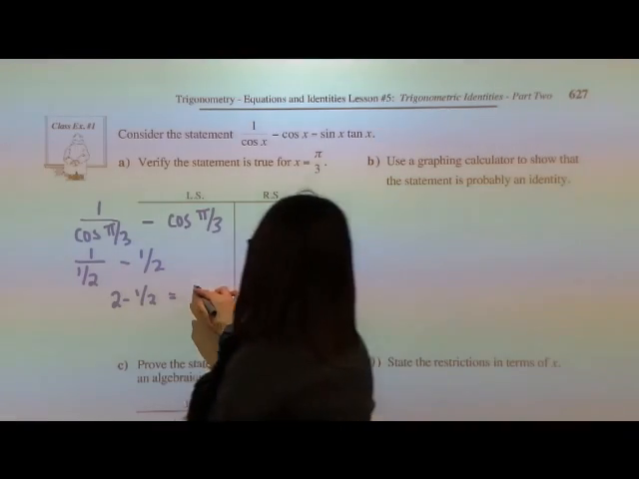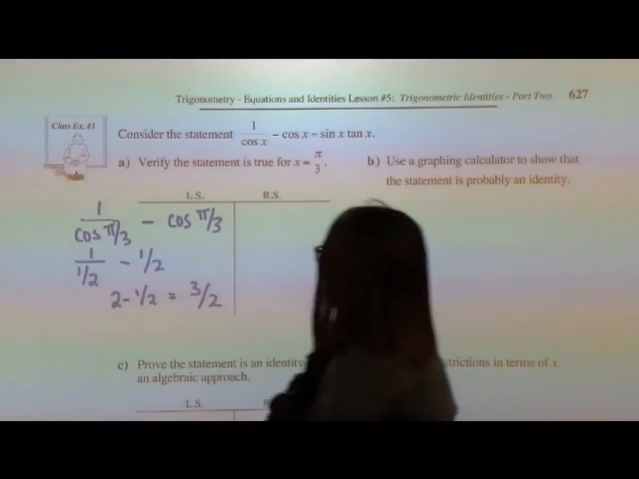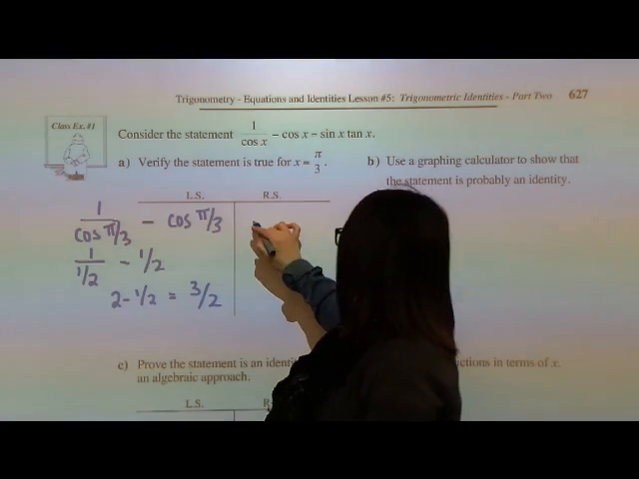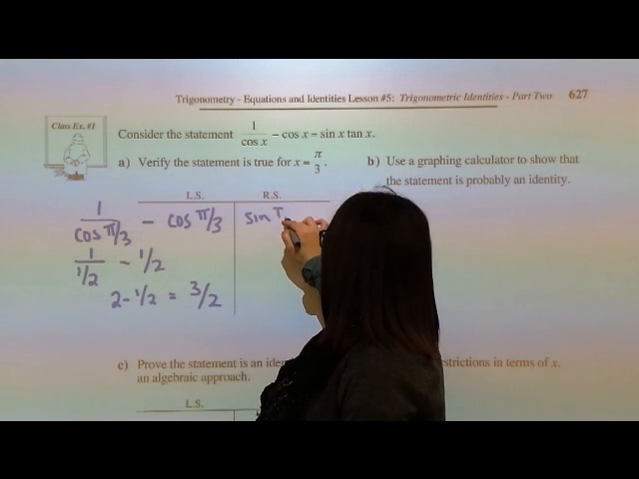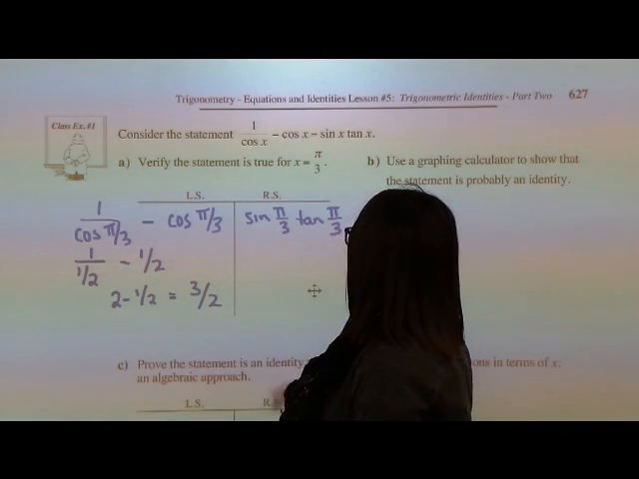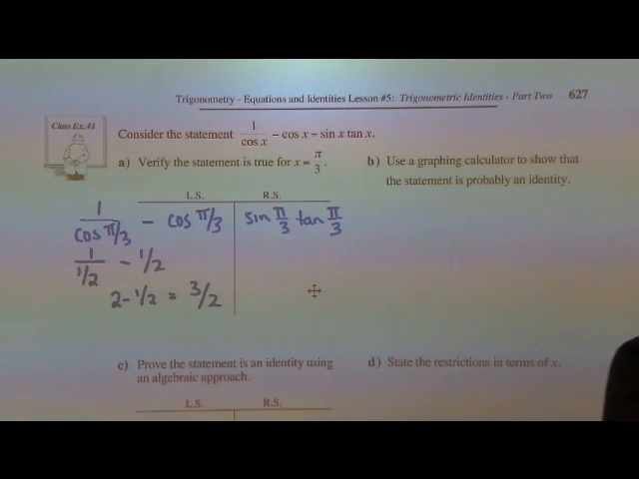Good. So that's the left-hand side. Now I look at the right-hand side. So I have sine pi over 3 and tan pi over 3. So what is sine pi over 3?